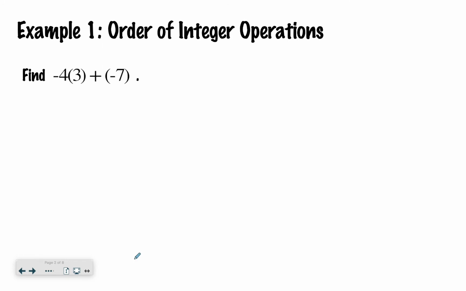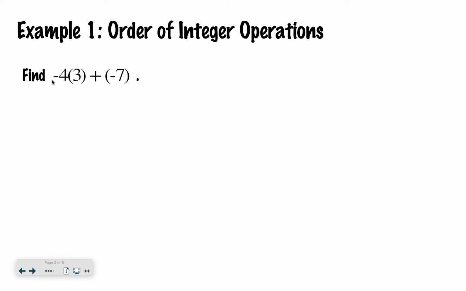So we want to find negative 4 times 3 plus a negative 7. Something to note: since now we have multiplication and addition, positives and negatives, you might be thinking, what do I do first? Do I just go from left to right? Do I have to do something different? The answer is you have to do your multiplication before you start adding and subtracting.